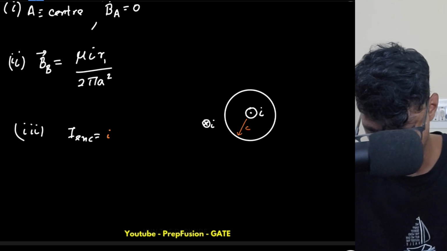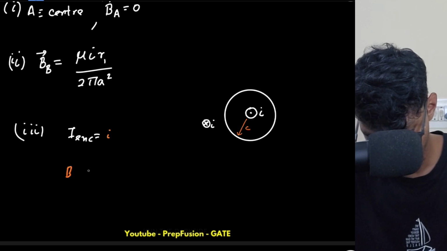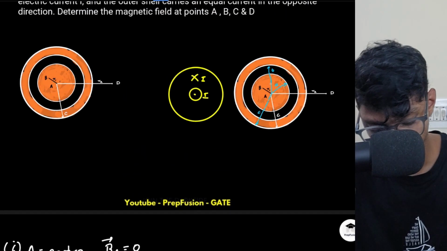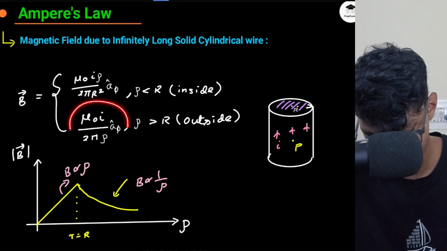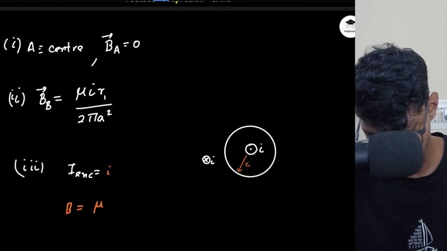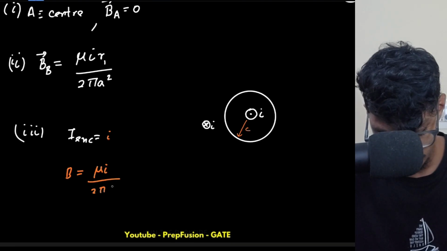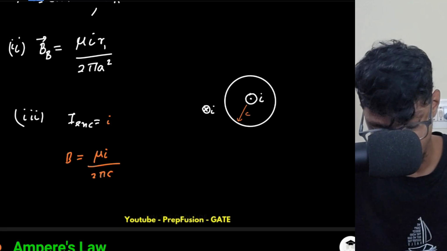And my magnetic field will be what? B will be simply mu naught, it's just simply due to a wire, R smaller, C greater than R. So this is the second case, right? Second case basically. So it will be simply mu I by 2 pi capital C. So this will be the magnetic field due to the third case at the C point.